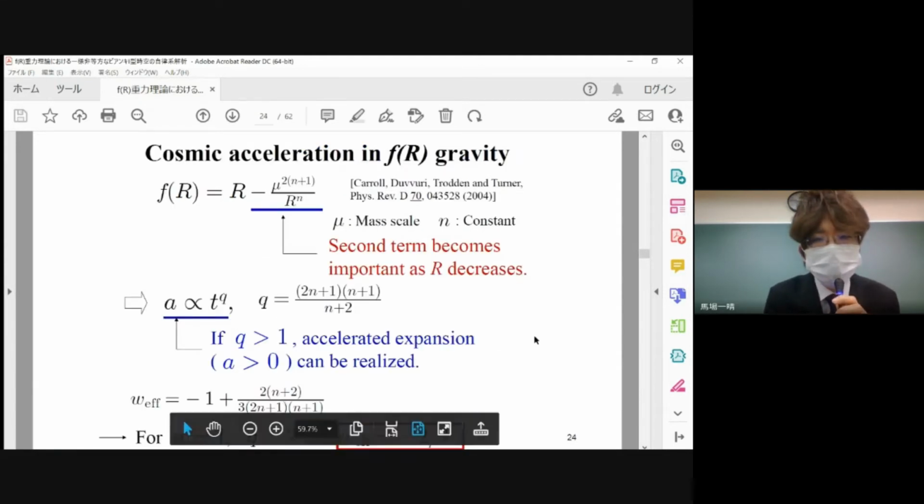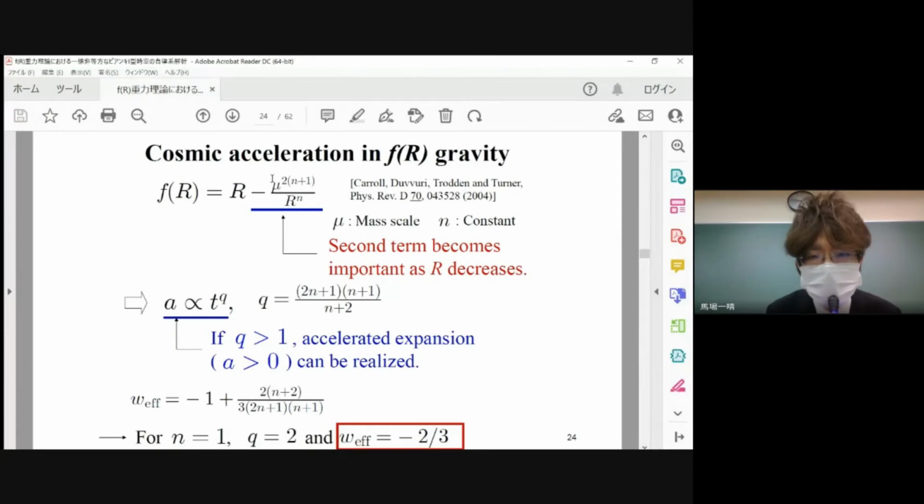For example, if we consider a very primitive, original form of F(R), like a power law form, in this case the scale factor a can be expressed by a power law form. If the power q is larger than unity, accelerated expansion can be realized.